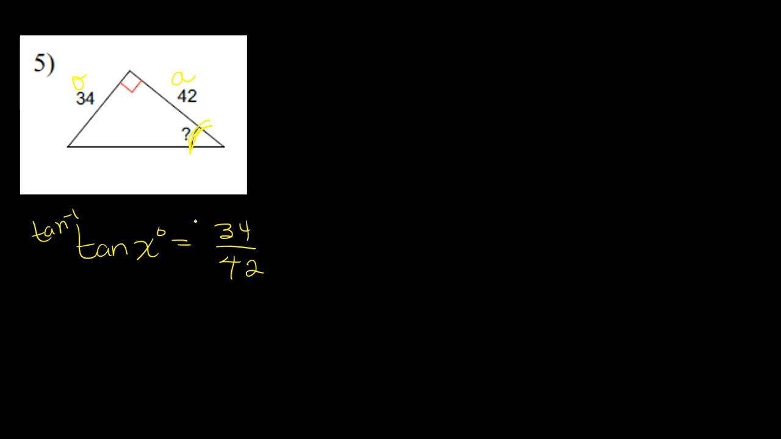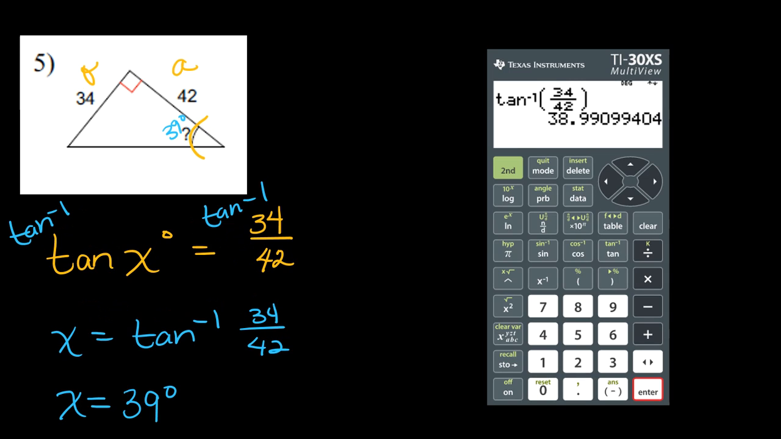Take the inverse of tangent so x is isolated. We're going to do second function tangent, the n over d feature, 34 over 42. We're going to round up to 39 degrees.